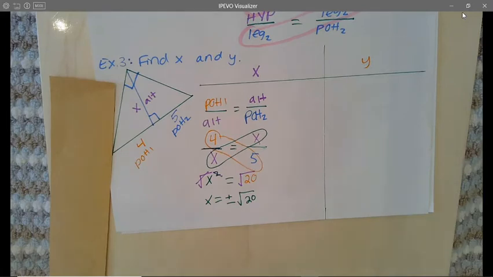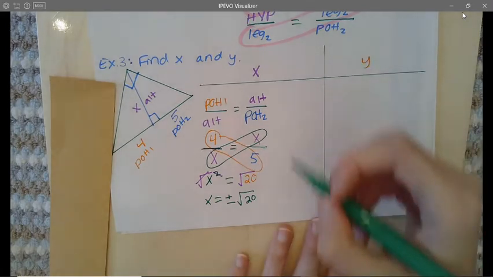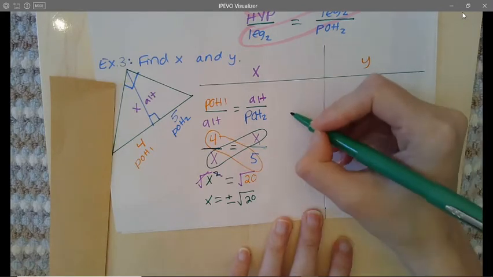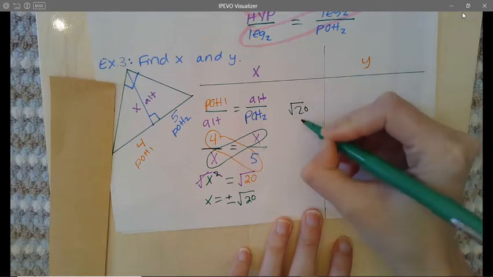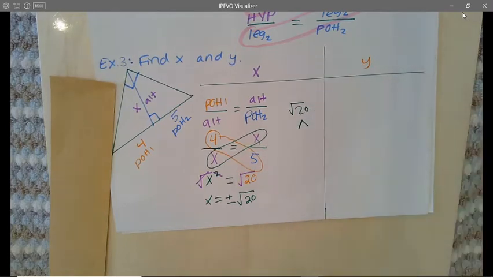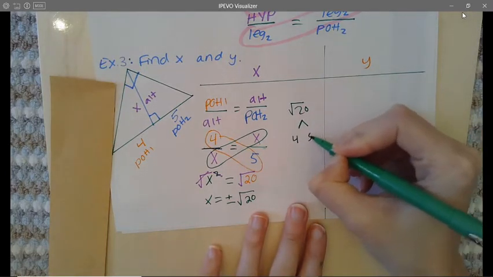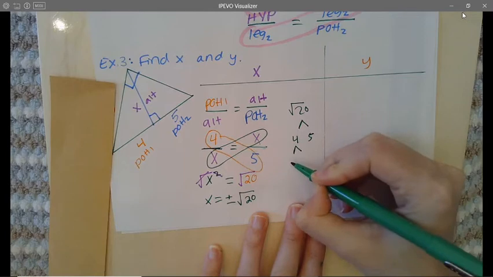Is root 20 a perfect square? No, it is not. So how do you deal with something that's not a perfect square? You do a factor tree. Holy to the hot dog, right? All right, let's break it on down. Break down 20. So 20 will break down into 4 and 5. And 4 will break down into 2 and 2.